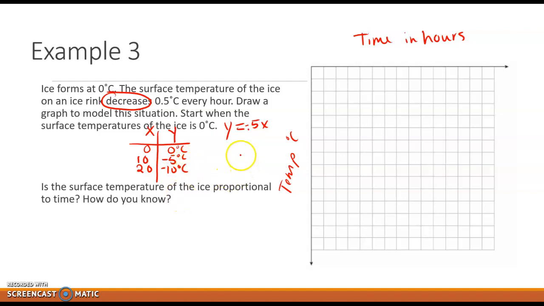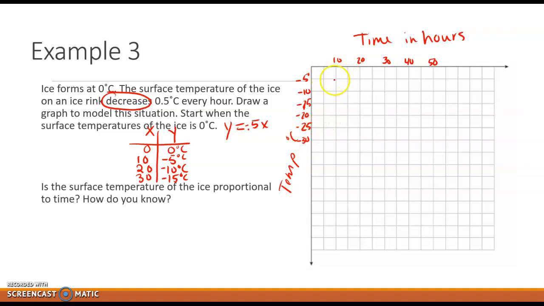And so we can continue that on, right? And so I'm going to label these 10, 20. If we did 30, we would be at a negative 15 degrees Celsius. And 40. All right. And then here we're going to go every 5. Negative 5, negative 10, negative 15, negative 20, negative 25, negative 30, and we continue on.